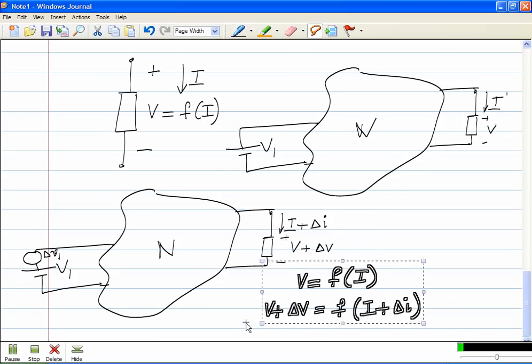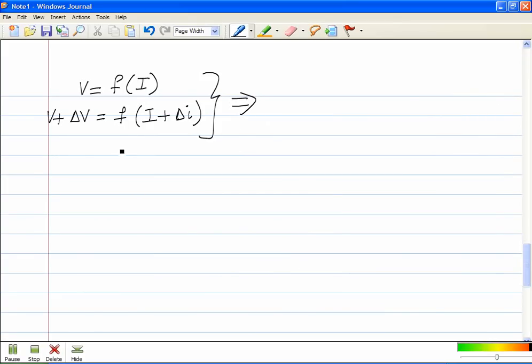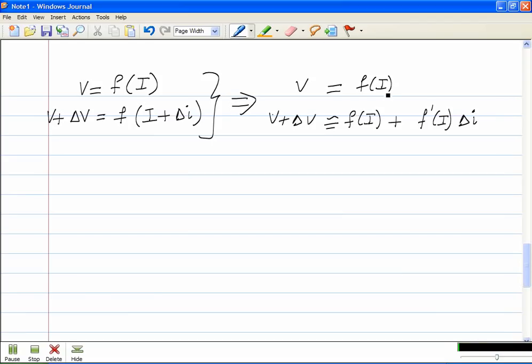What do you see from this? So you write the Taylor approximation for the second equation: V plus delta V is approximately equal to f of I plus f dash of I times delta I. And V happens to be equal to f of I. In other words, delta V happens to be f dash of I times delta I.